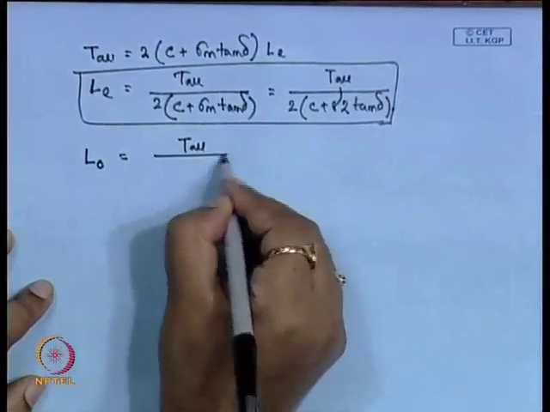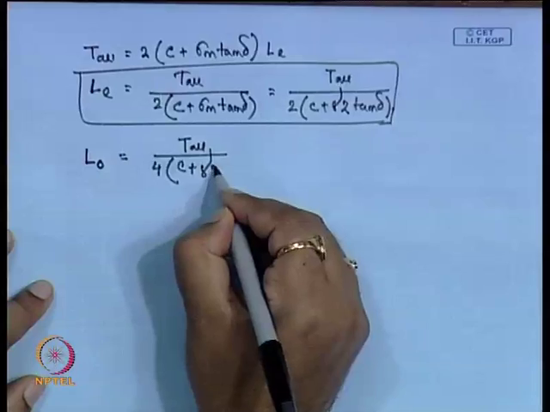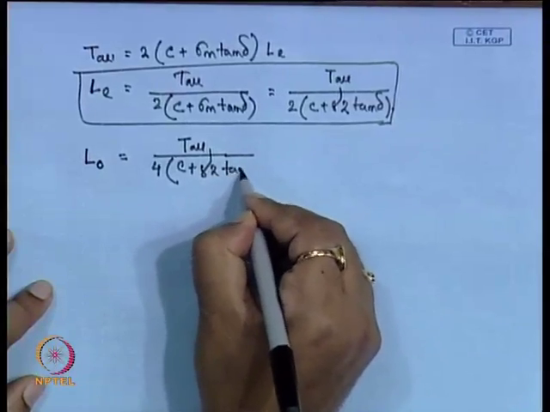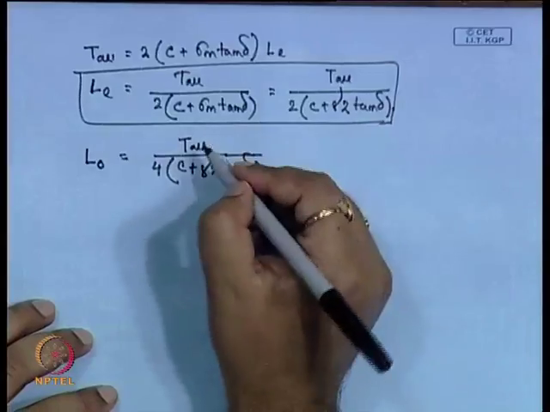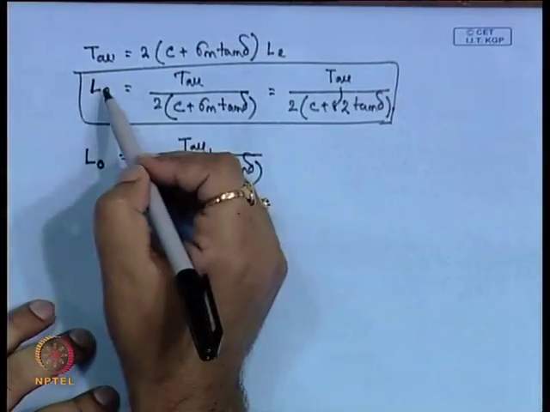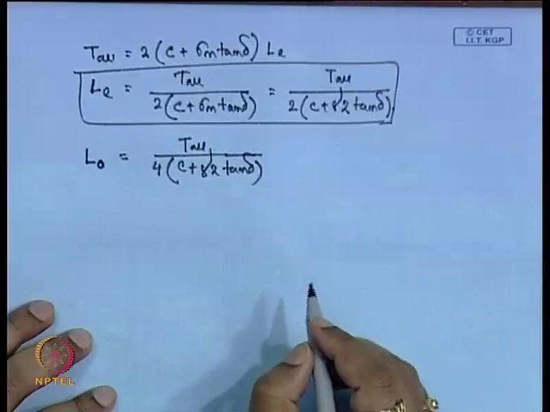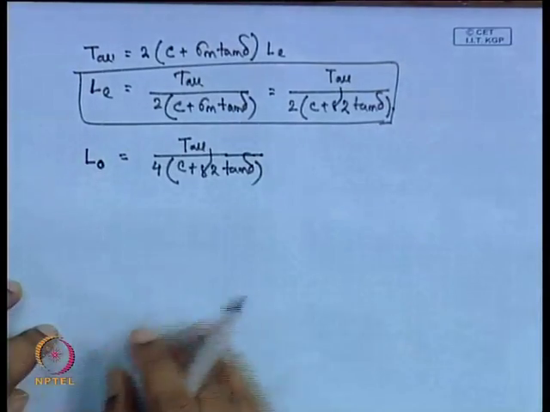Now, here is another consideration: L 0, which is the folding length required, is basically T allowable divided by 4 into C plus gamma z into tan delta. So, these are the two lengths required, L e and L 0. Now we will design a reinforced retaining wall.